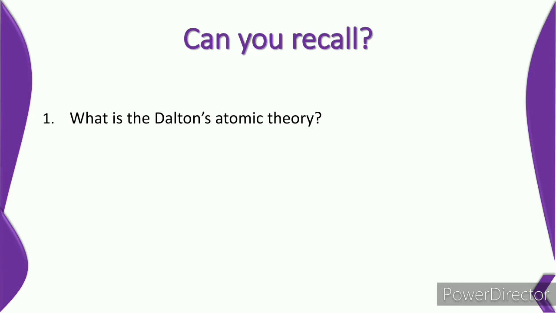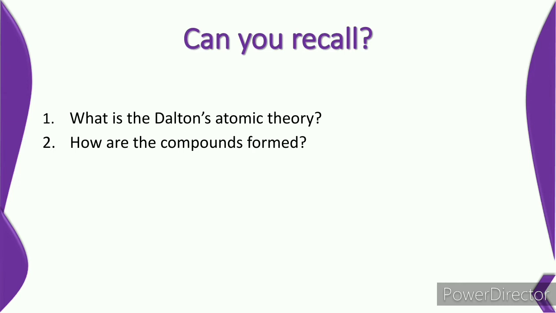Okay. Now how are compounds formed? Compounds are formed by combination of atoms of different elements. When atoms of different elements combine, then we get a compound. For example, when atoms of hydrogen and oxygen combine with each other, then we get water.